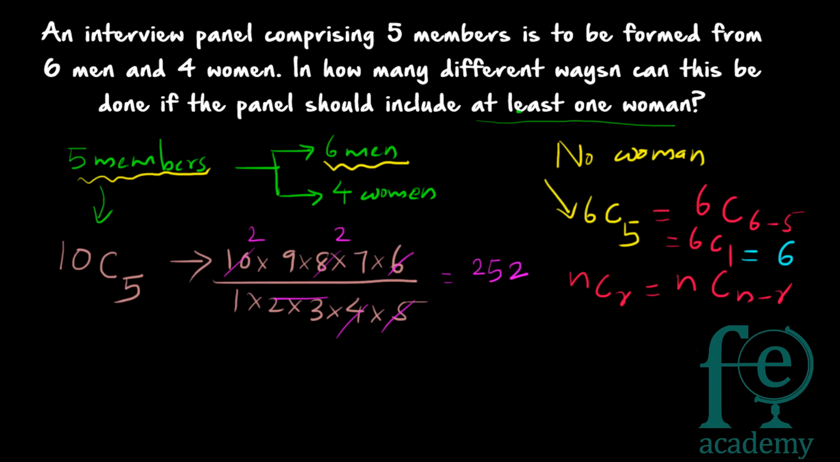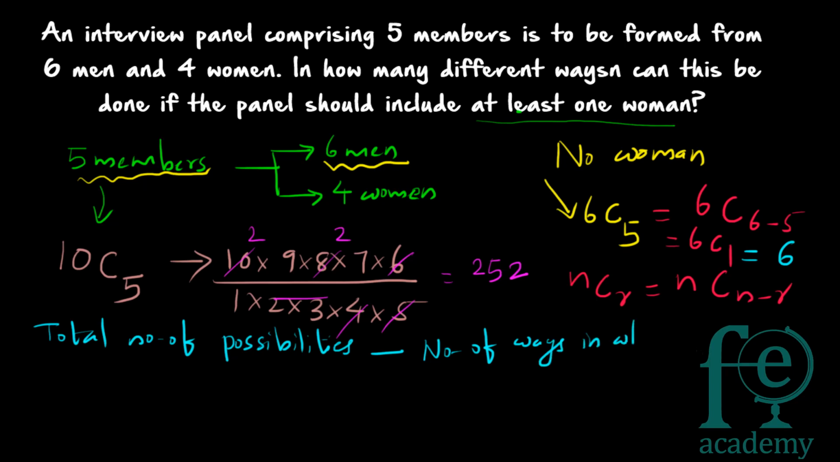So at least 1 woman means you have to find out the difference between these two. Total number of possibilities minus number of ways in which no woman is selected. So that will be giving the answer to our question. So what will be getting? 252 minus 6, which will be giving you 246. So there will be 246 ways in which the interview panel can be formed.